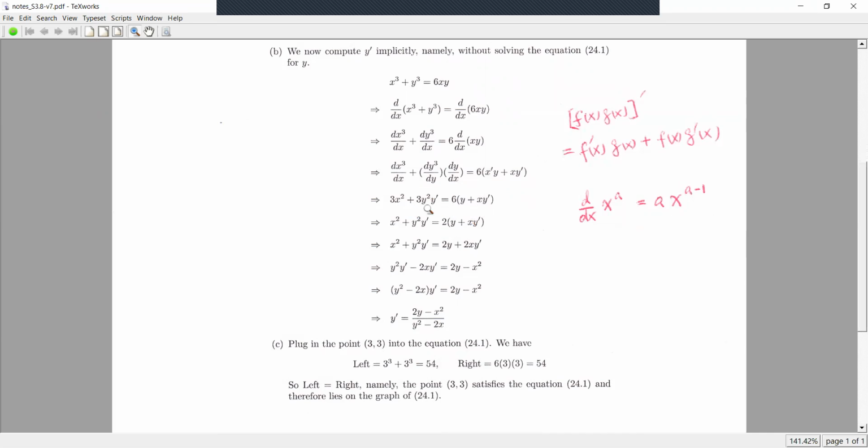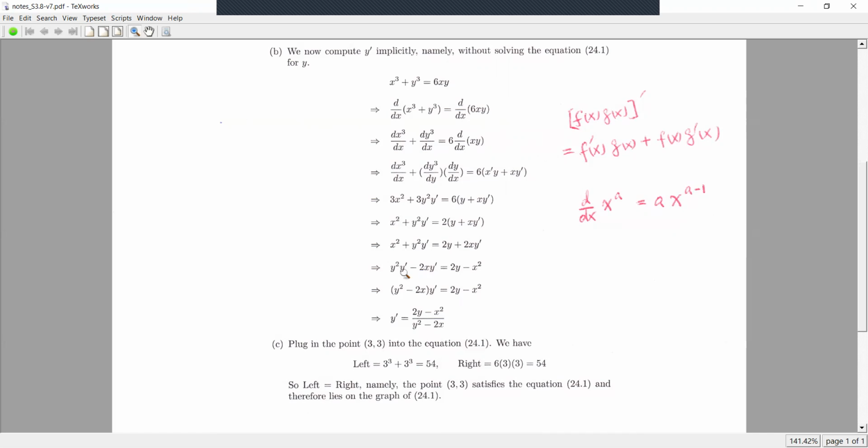I first simplify the equation by dividing both sides by the number 3. Then I have this equation. Distribute the number 2 to the two terms. Then I have this equation. Now, move x squared to the right side and 2xy prime, this term, to the left side. Then I have this equation.